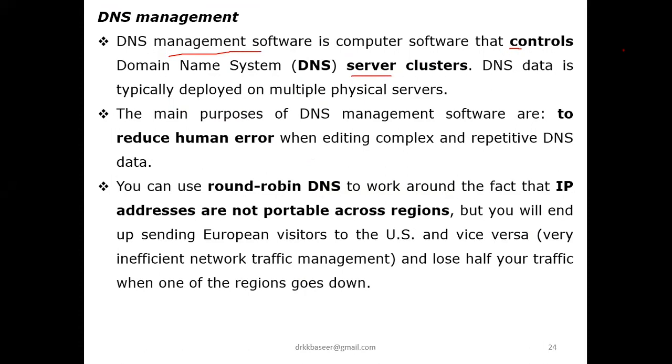Now, in each region, again, we have the application server, the database server, all grouped into one. This will be deployed physically on multiple physical servers. The main purpose of this DNS management software is to reduce human error. How? Whenever you are editing, or want to repeat the same action, it is overcome. When editing is complex, when you are copying, pasting, or doing any transaction replica, this type of small human error can be reduced with the help of this DNS management software.